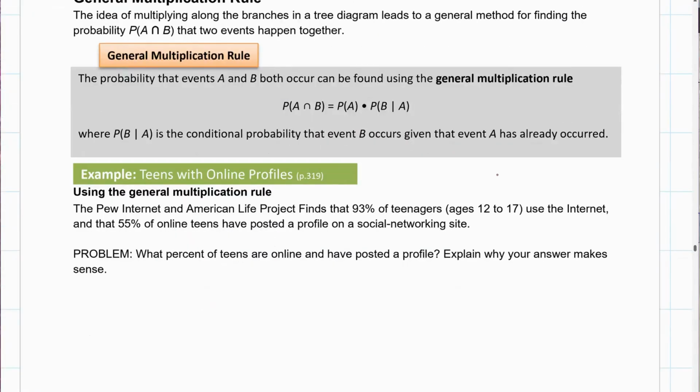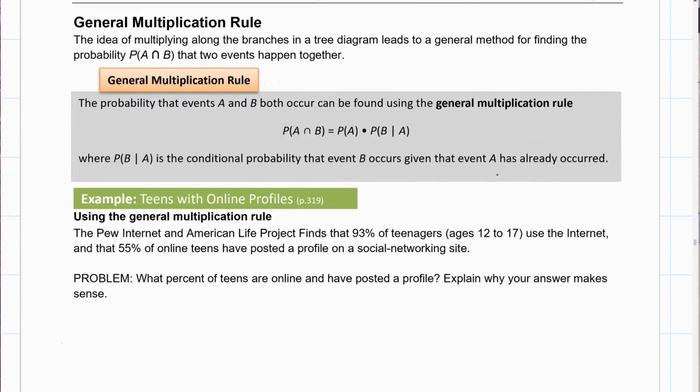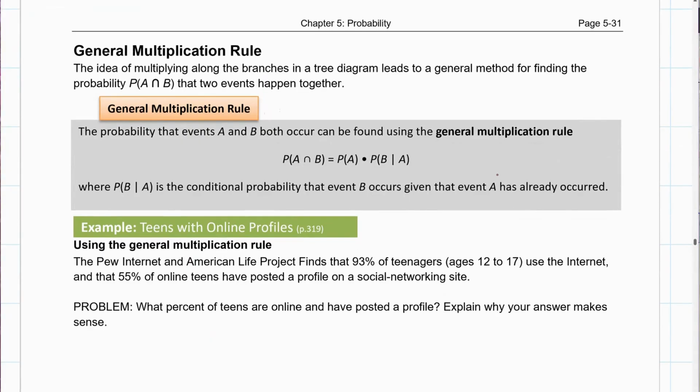First of all, let's just talk about what we just did. It can be codified in the idea that we have something called the general multiplication rule. And it was embedded in the tree diagram thing that we just did. Imagine event A, and this is the probability of A. If we go on to event B, this isn't the probability of B, this is the probability of B given that A has happened. The probability of A times the probability of B given that A has happened is exactly what we're doing on that tree diagram.